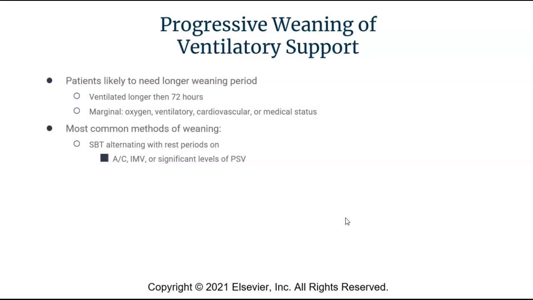Then there are patients that are going to need more progressive weaning. These are usually patients on longer term ventilation. They have marginal oxygenation or ventilation needs, or they have other medical conditions, like cardiovascular issues, that are not completely within normal limits. The most common method for weaning these patients is a spontaneous breathing trial alternating with rest periods on either AC or SIMV, or you might just give them significant levels of pressure support in between.